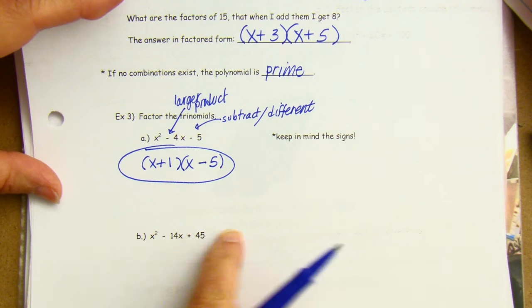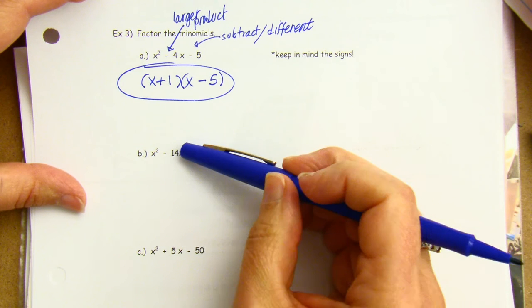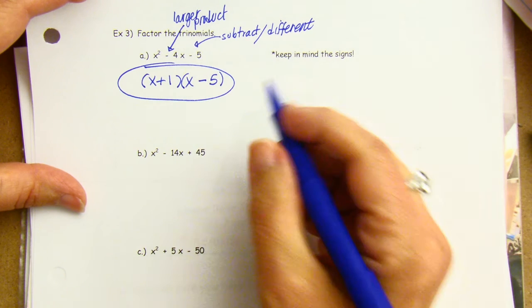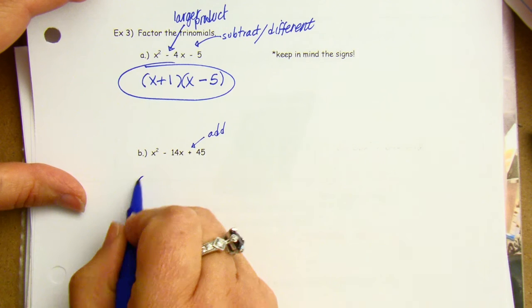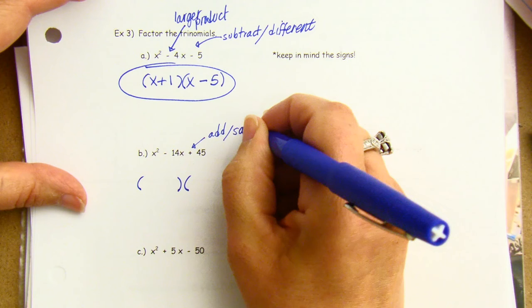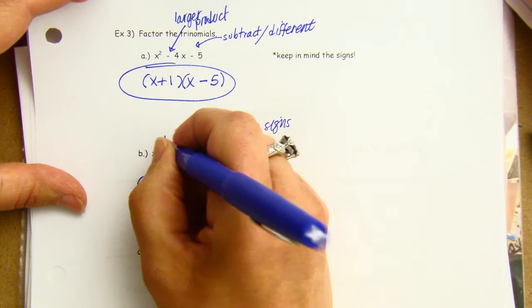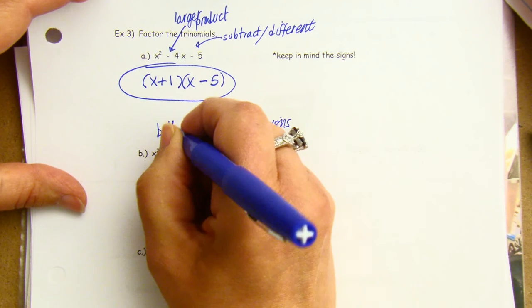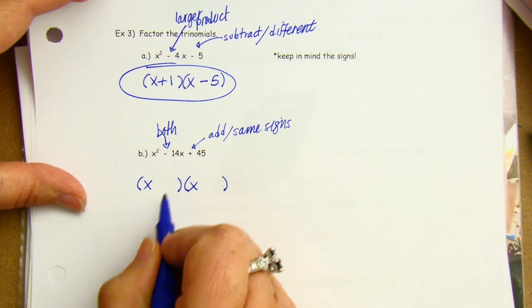Okay, here, I read it backwards. I'm like, oh, I'm looking for factors of 45 that when I add them, give me a 14. So I know I'm going to add. I also know in my binomials that the signs are the same. And this tells me that they're both subtraction. This is just a 1x squared, so I got x here, x here. I know they're both minus, minus, minus.